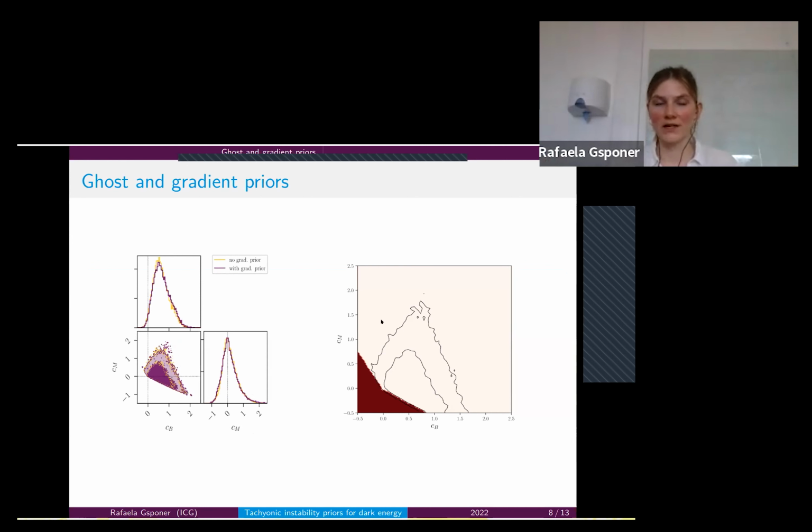But the advantage of implementing such priors is that now on the right-hand side, you see this dark red area, which corresponds to a region where ghost and gradient instabilities are identified. So at the beginning, we tell our MCMC run that this parameter space doesn't need to be looked at, and it can spend more time looking at the other regions of the parameter space.